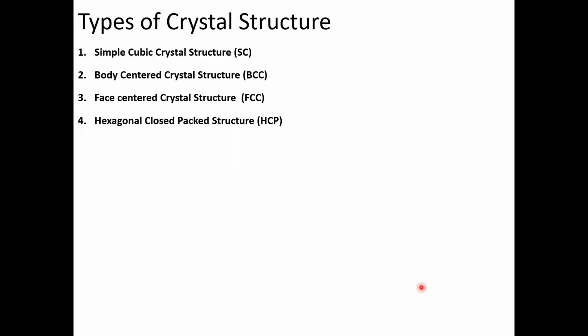Then we are going towards types of crystal structure. These are the 4 types of crystal structures that are most popularly used. First one is simple cubic structure, in short SC. Second is body centered cubic structure, BCC. Then FCC, face centered cubic structure. And the fourth one is hexagonally close packed structure, HCP. In this chapter, we are focusing on these 4 types.